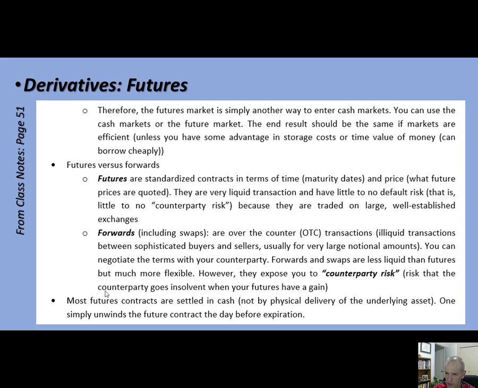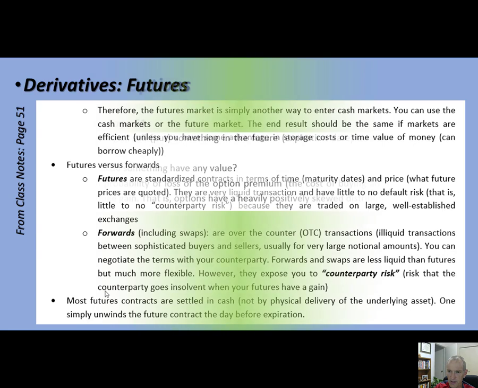I'll talk about counterparty risk in my risk management class. It's a very unique type of risk. Most futures contracts, as I said, are settled in cash, not in actual physical delivery. In fact, some futures contracts, like on the S&P 500, can only settle in cash. They're cash-only transactions. So essentially what you do is take the other side of the transaction, which closes out your position, the day before expiration, and then nothing has to be delivered to you in large trucks or to wherever your storage facility is.